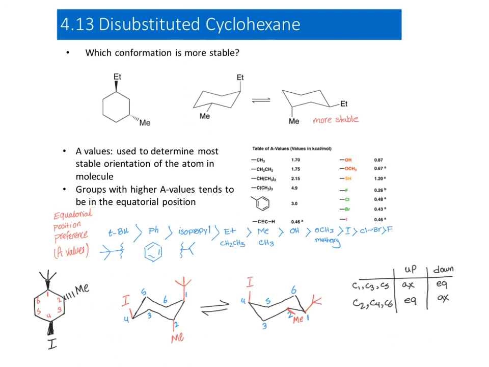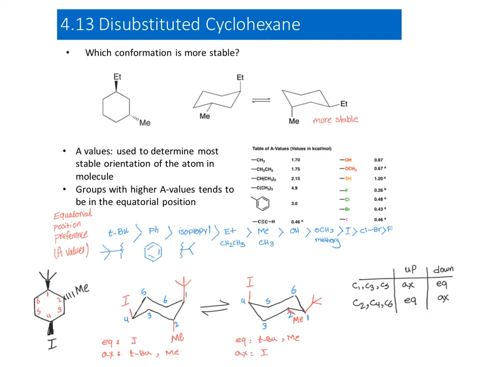Now, in the first conformation, tertiary butyl, and let me number. Okay, so tertiary butyl and methyl, they are in the axial. However, iodine is in the equatorial. In the next one, I have tertiary butyl in the equatorial and methyl in the equatorial. And in the axial, we have iodine.